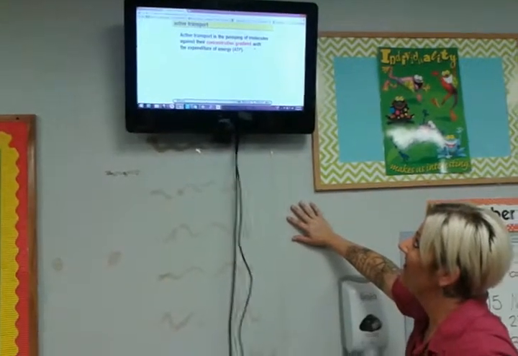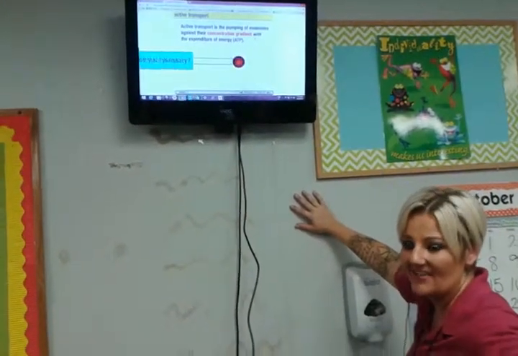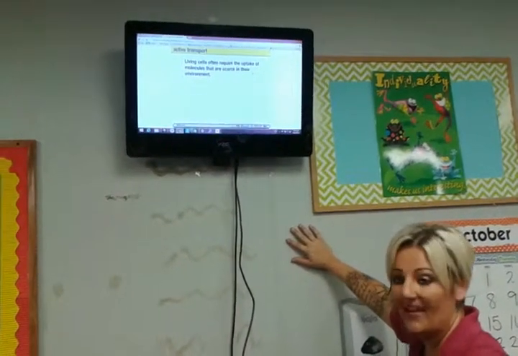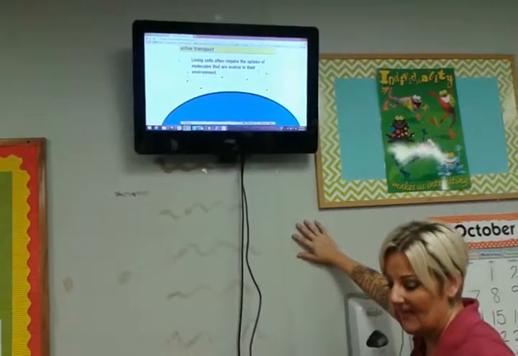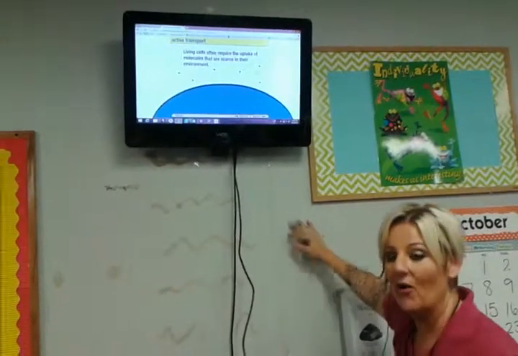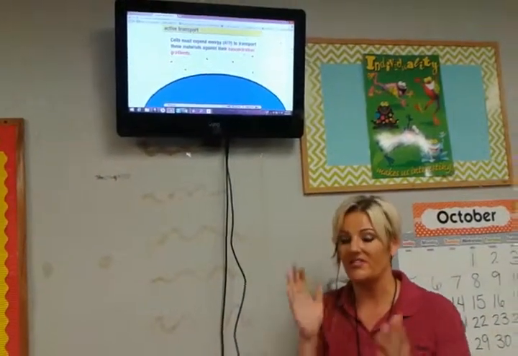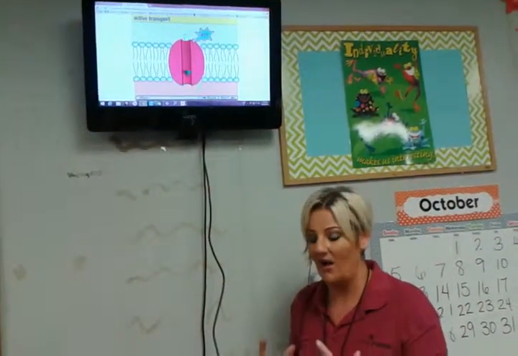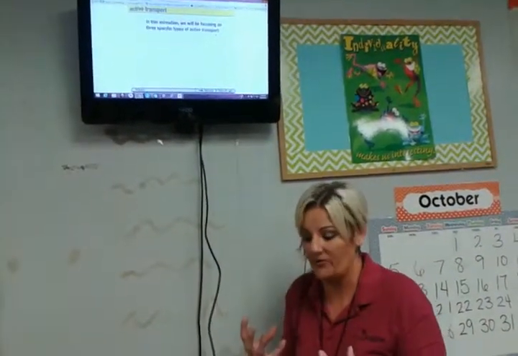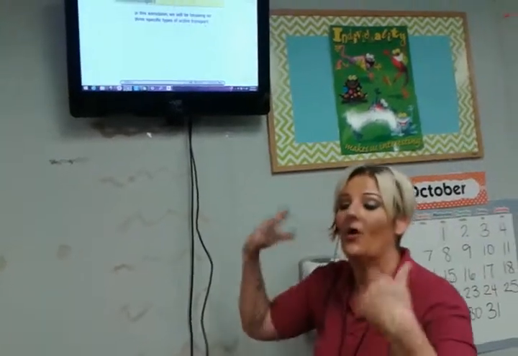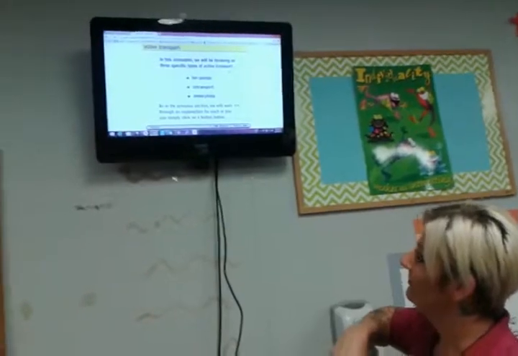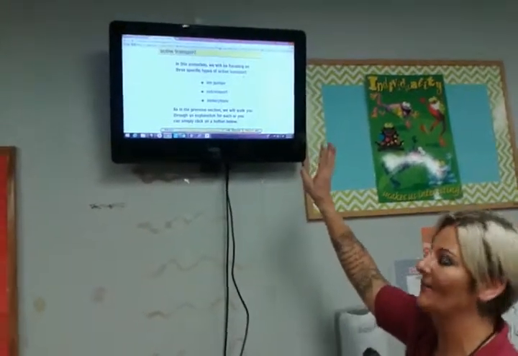So basically it's pumping molecules against their concentration gradient, right? Yes, ma'am. Why is it necessary? Because we are alive. And it's very important when you don't have a lot of different molecules just at your disposal. So we have to continually do it. Exactly. What just happened on the thing? We'll go over it in just a second, Brandon.